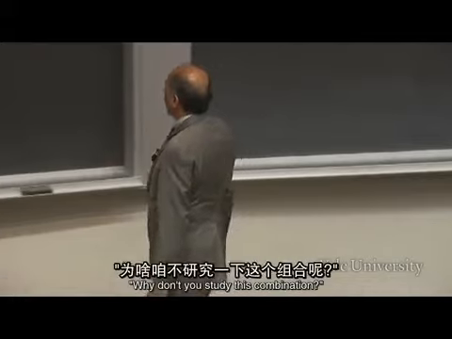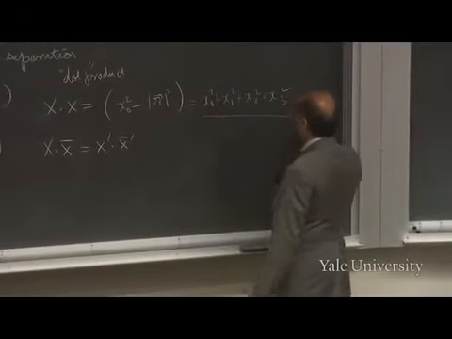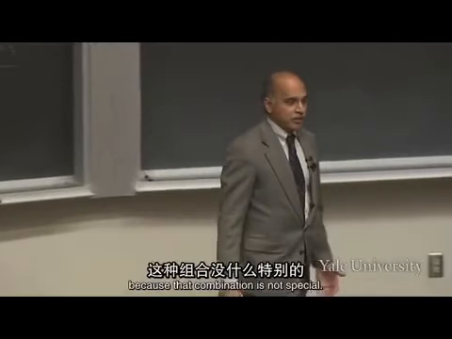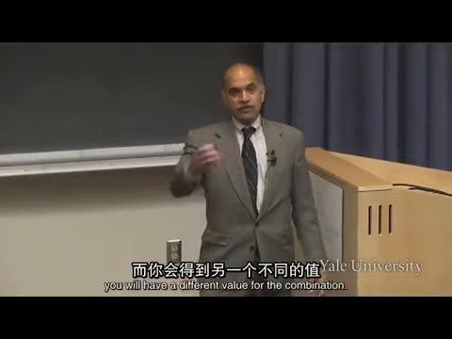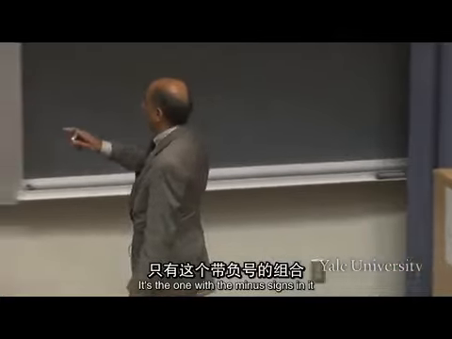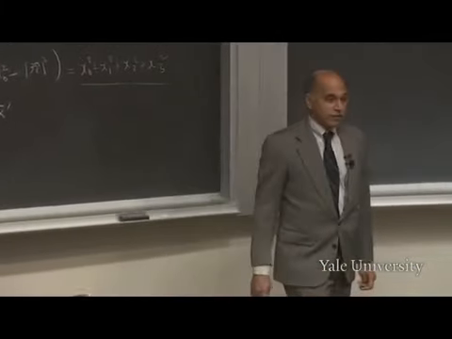You can say, why don't you study this combination? It's so nice, with all pluses. I like that. I don't study that because that combination is not special. If I have one value for the combination, you will have a different value for the combination. It has nothing privileged. It's the one with the minus signs in it that has the privileged role of playing the role of the dot product.